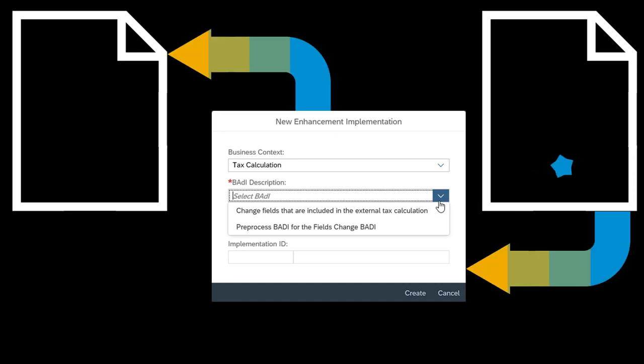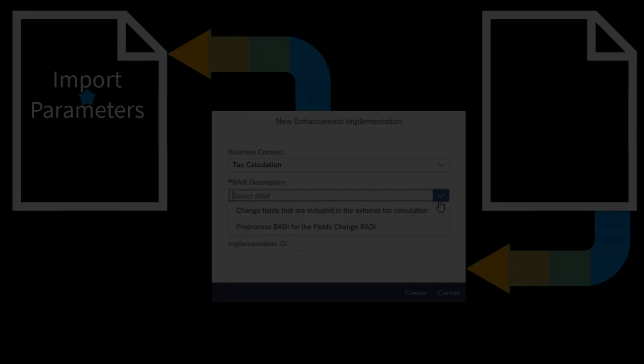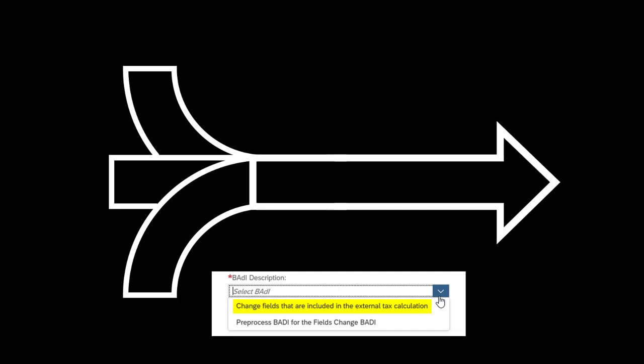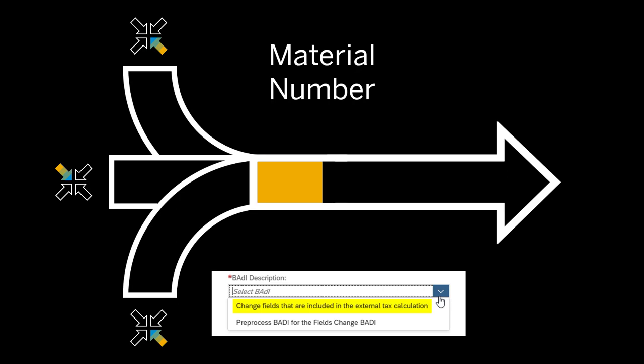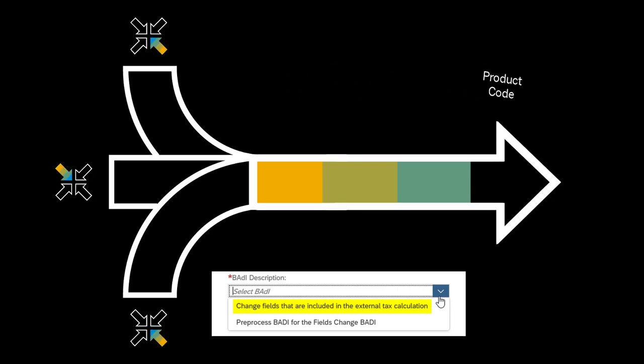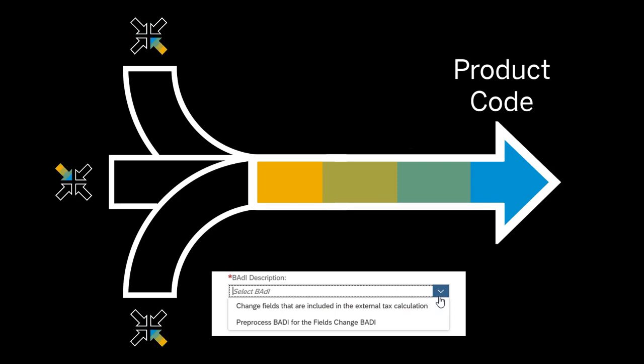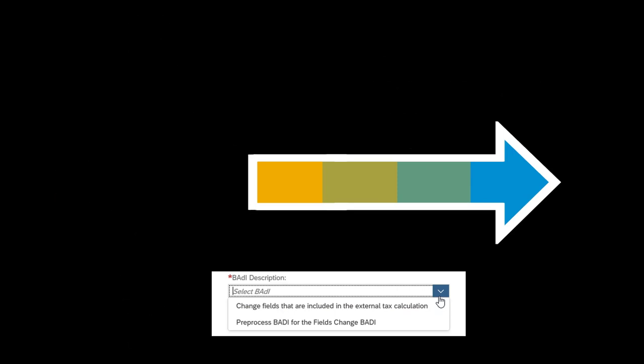Using this enhancement implementation, I can pass populated fields to the import parameters of the Change Fields BAdI, which I can in turn use to change and pass the fields that I want considered during the external tax calculation. The Change Fields enhancement, which I've already set up, allows me to use the material number in the enhancement's input parameters to derive the material class, and then to pass the material class to the product code in the enhancement's export parameters. Once I do this, I can be sure that it will be considered during the external tax calculation.